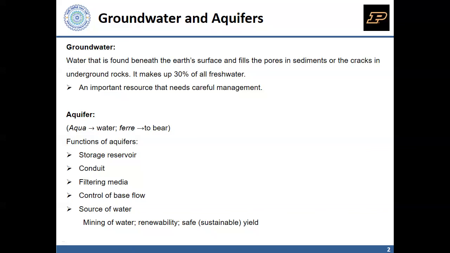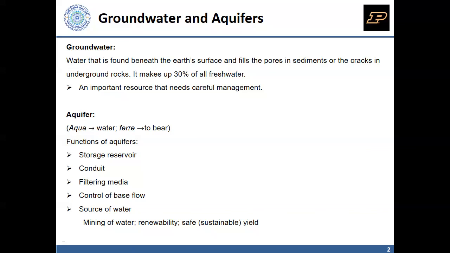It also controls base flow. How much water is available in the streams, especially during dry seasons, depends on aquifer properties. And the idea that it is a source of water is very important, because unfortunately, we treat it as if we are mining water. We just keep extracting water, and most aquifers do get replenished. But trying to determine what the replenishment rates are, to plan for how much water we can extract, is not always very simple.